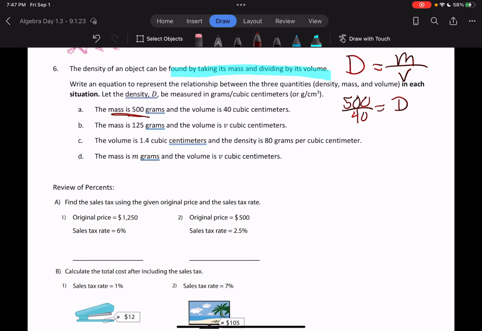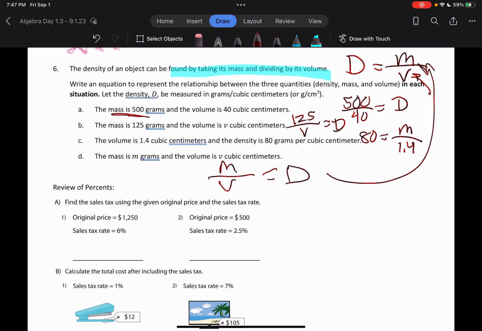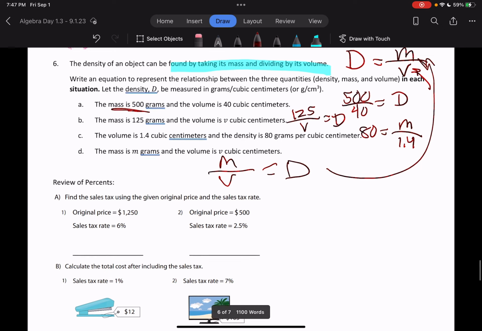That will give us D, density. If the mass is 125 grams and we don't know the cubic centimeters, it's going to be V equals density. If the volume is 1.4, that's going in the denominator to replace volume, and the density is 80 grams, then the thing that we don't know is our mass, represented by M. And then the last one says the mass is M grams, which we determined using our equation up above, right? M over V equals D. This is a real equation. You can use it in science.